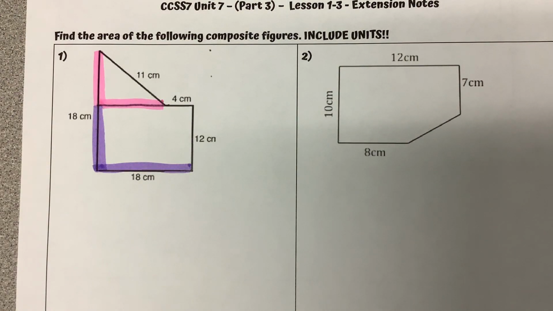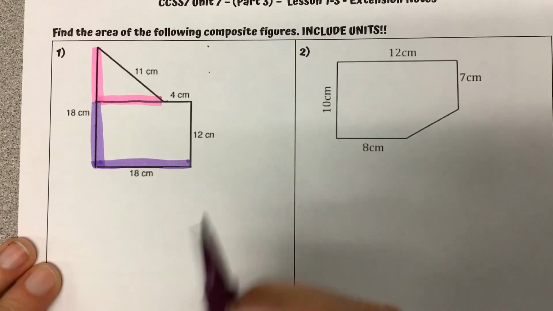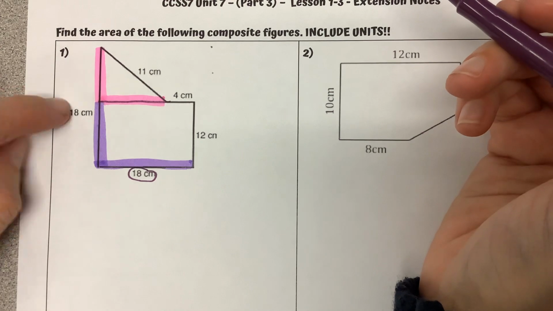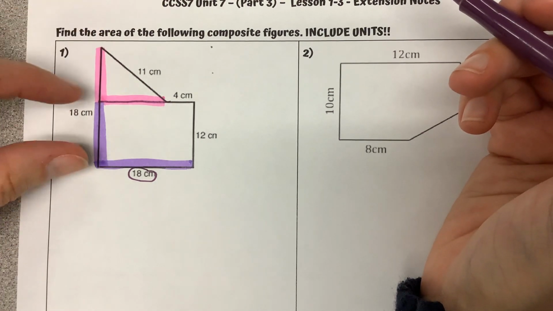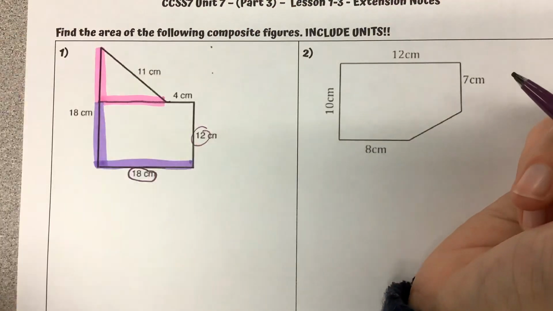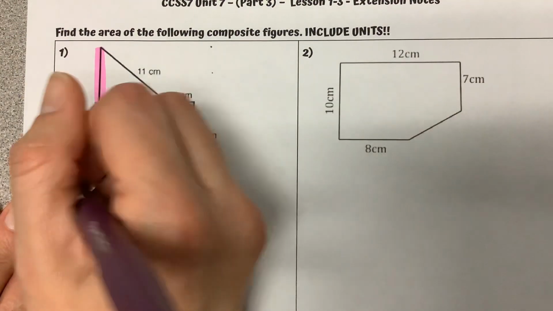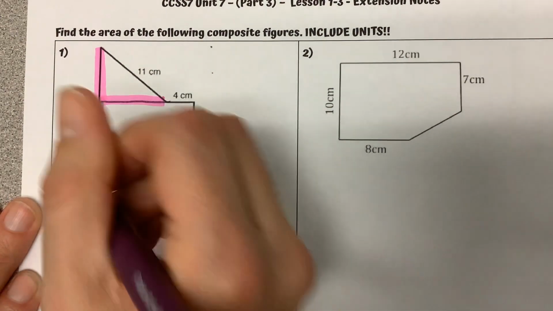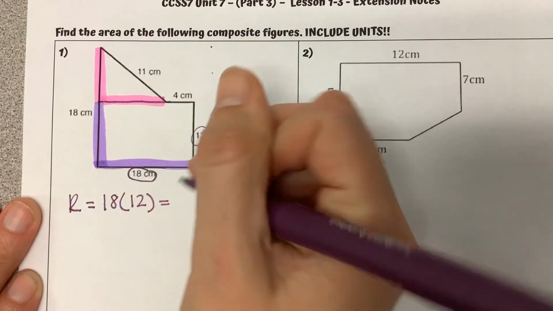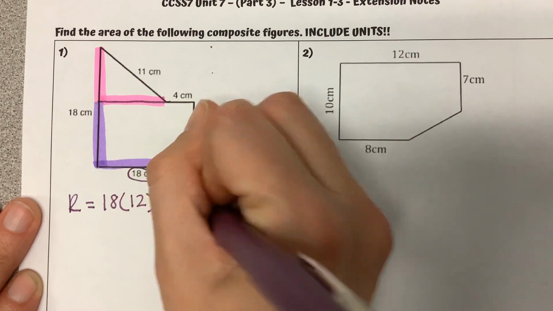As I'm looking at that, let's start with our rectangle. I can see that this base is 18. When I'm looking at the height, this 18 is talking about the entire length. We only want this portion, so I'm going to look at the other side, and that tells me that that height is 12. So for my rectangle, I'm going to do a base of 18 times a height of 12, which is 216.